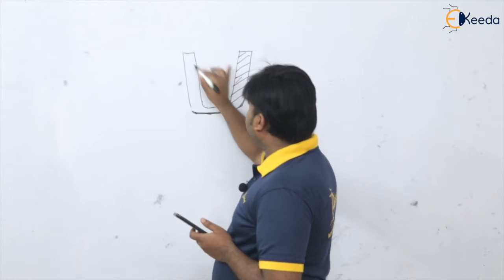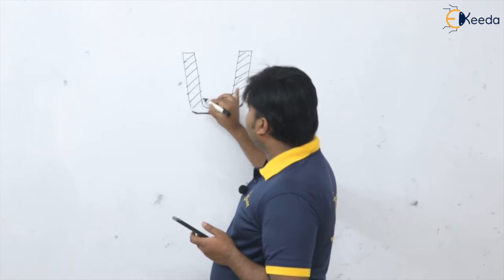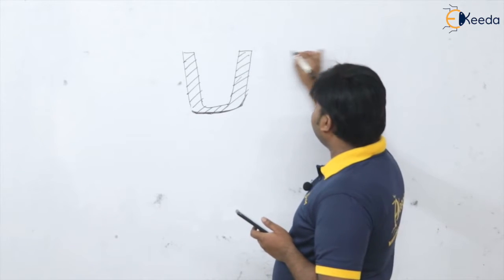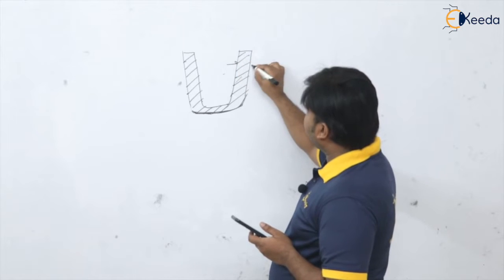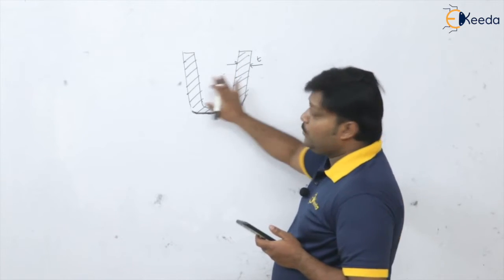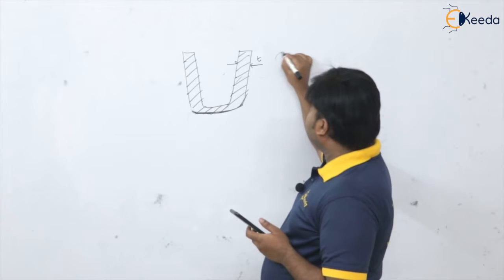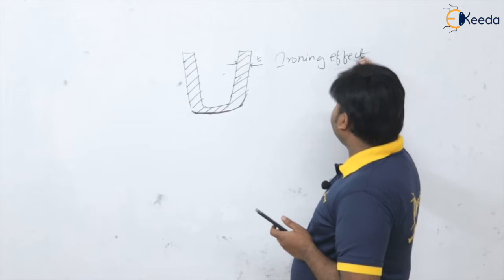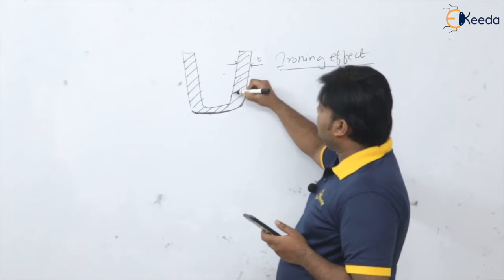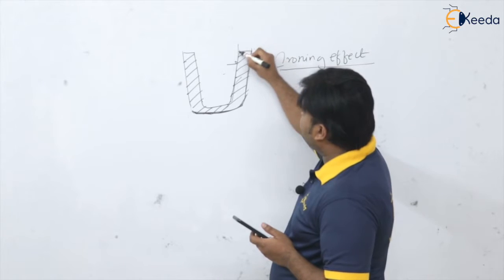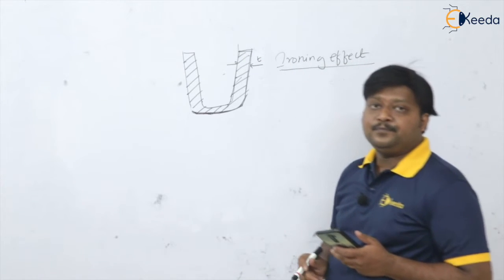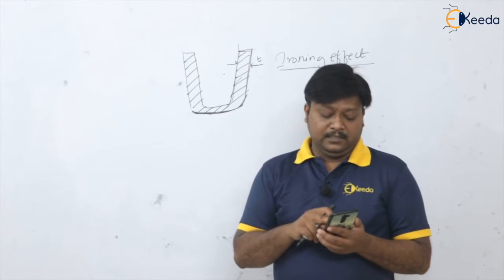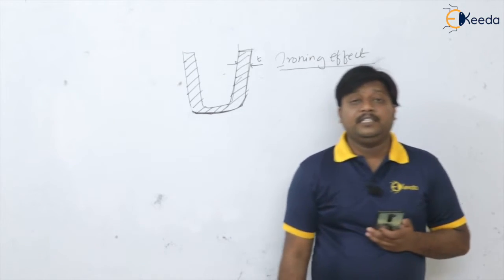So to eliminate this, what we are going to do is provide a clearance slightly less than the thickness of the sheet. So if this is the thickness of the sheet, we are going to provide a clearance lesser than that, which is known as the ironing effect. And because of that ironing, this thickness is going to be reduced. So in ironing, we are going to squeeze the vertical walls of the cup.